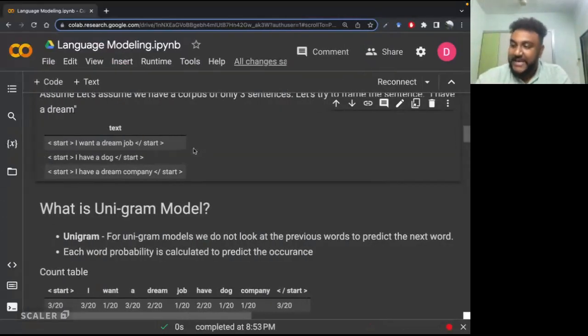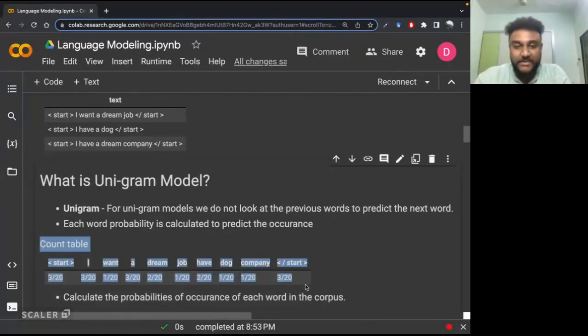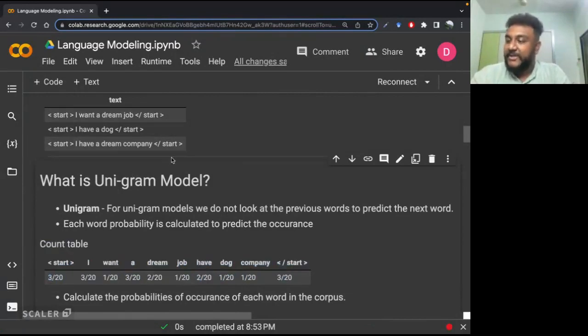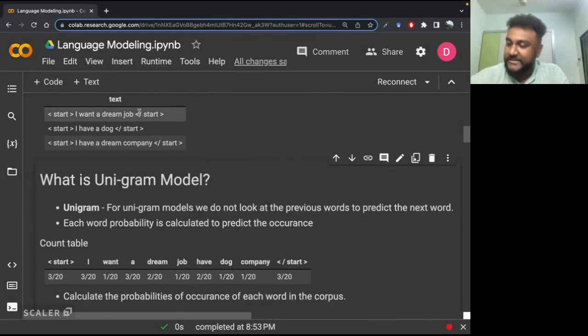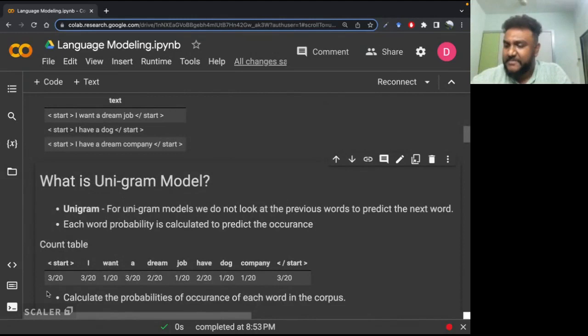So if I'm just caring about the individual probabilities, I have to first create this data structure called a count table, which is going to have the individual probability of each word. The denominator is 20 because there are 20 words in this corpus, and the probabilities are going to be as follows. Start has appeared 3 times, so start is going to be 3 by 20. I has appeared 3 times, so 3 by 20. Want has appeared 1 time, so 1 by 20, and so on.